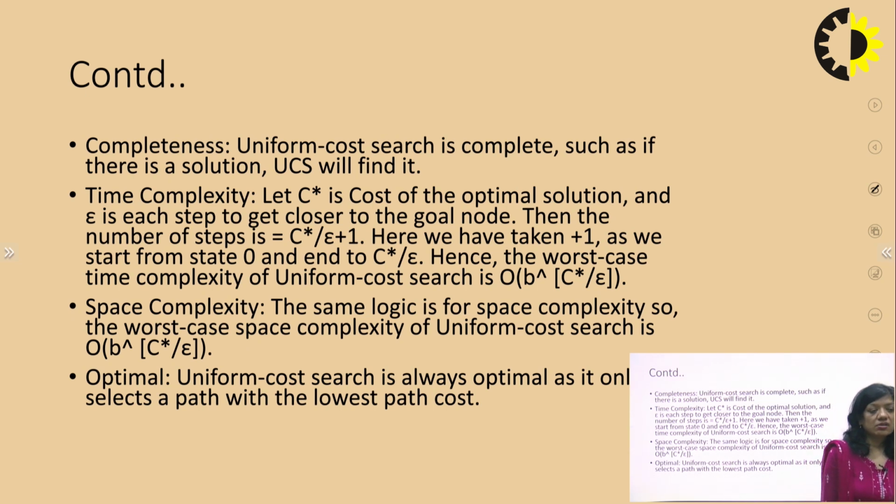Hence, the worst case time complexity of uniform cost search is O(b^(C*/epsilon)). For the space complexity, the same logic applies here, so the worst case space complexity is the same as the time complexity. And again, it is optimal. Uniform cost search is always optimal as it only selects a path with the lowest path cost.